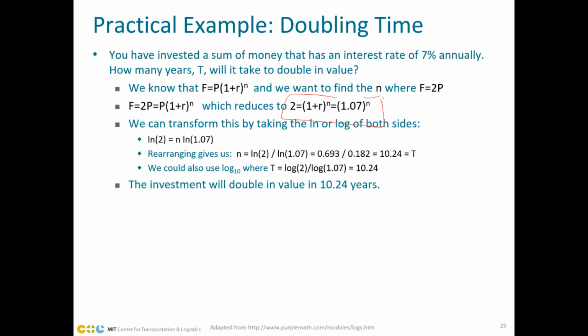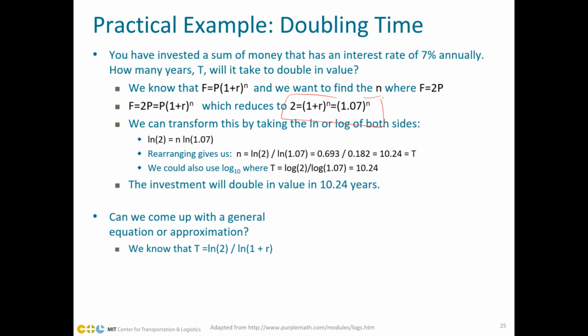So that's great. We answered this question for a given interest rate of 7%. Now, maybe I want to come up with a generalized form. So can we come up with a general equation or an approximation for if I give you an r, you tell me the doubling time? And so we know that t, that doubling time, is equal to the natural log of 2 divided by the natural log of 1 plus that r, that interest rate.